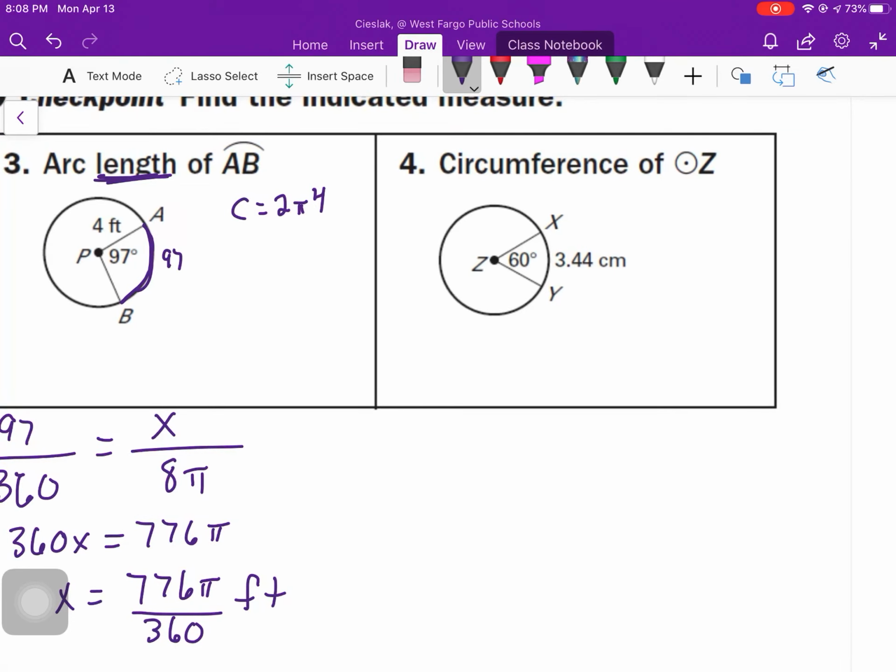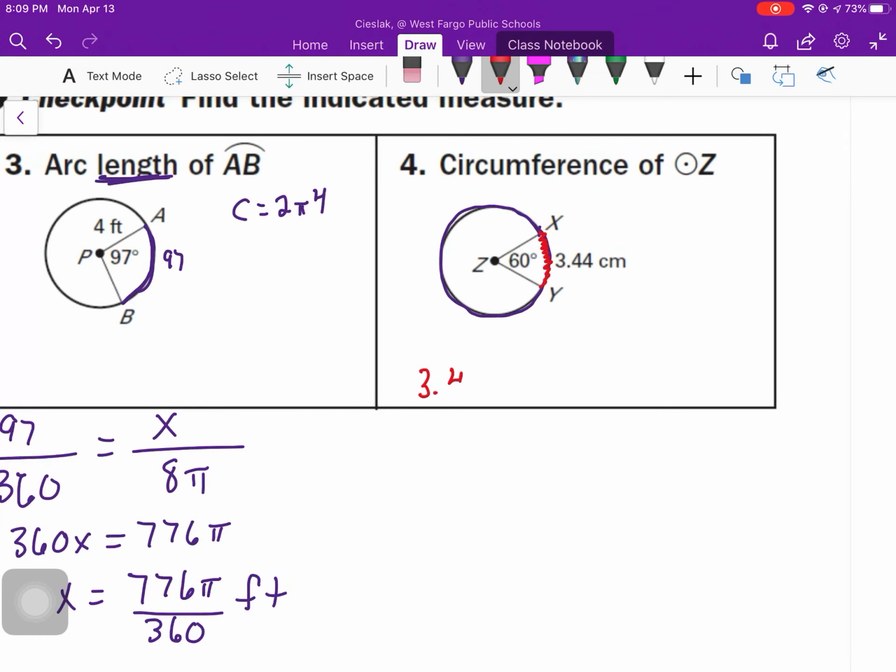Okay. Number 4, I now want to know the circumference. Remember, circumference is all the way around. I know that the part in red right here, because I'm thinking part to whole, is 3.44. So what I would do is part, 3.44, over the whole, that's what I want to find, is equal to part, I know that is 60 degrees as a measure, over 360.